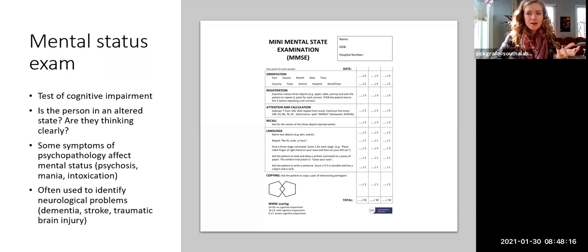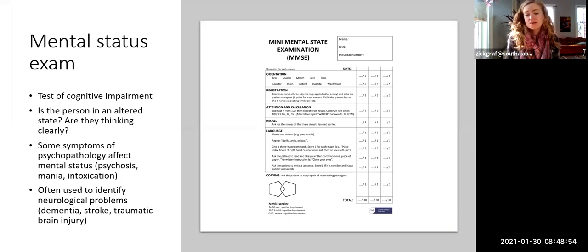So one of the first things that happens when a patient is being assessed and interviewed is we check their mental status. This is really just a very rough test of their cognitive functioning and whether they're in an altered state of mind. There are symptoms of psychopathology that can affect mental status, usually by affecting someone's orientation to time, person, place, or their decision-making capabilities, their ability to behave appropriately, use their prefrontal cortex to guide their behavior.